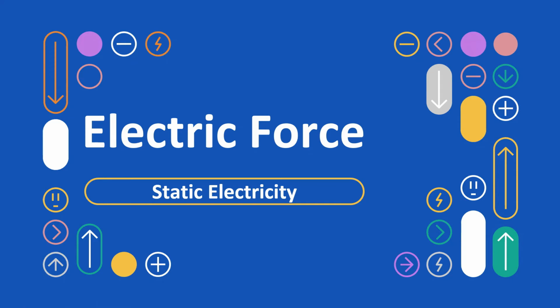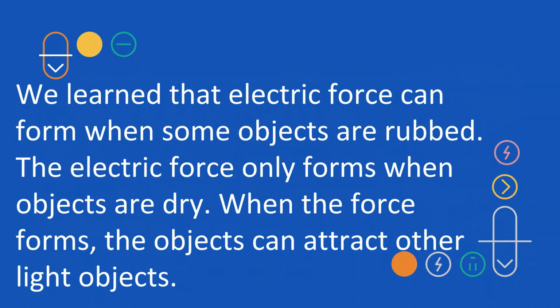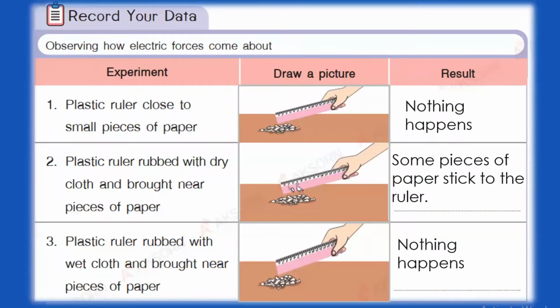So for this video, we are going to continue talking about electric force and static electricity. Yesterday, we said that electric force is a force between charged objects. It causes objects to attract and repel. We also learned that electric force can form when some objects are rubbed. The electric force only forms when objects are dry, and when the force forms, the objects can attract other light objects. Just like what we did yesterday, we had an experiment using a plastic ruler, small pieces of paper, and dry cloth. We conducted the experiment together and observed the results.